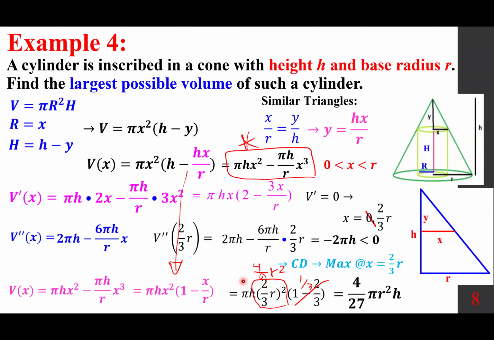So again, I'm showing you how to arrive at the answers. You should have no problem evaluating it. It's fairly simple.